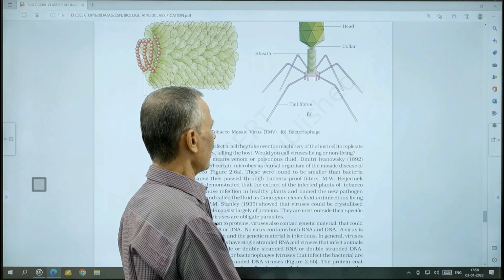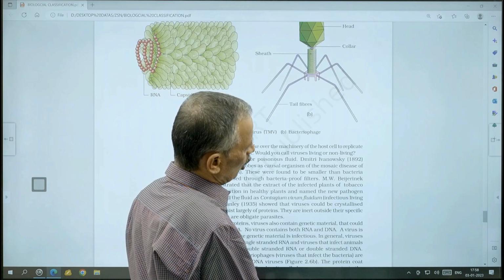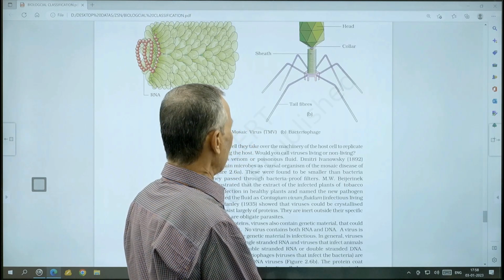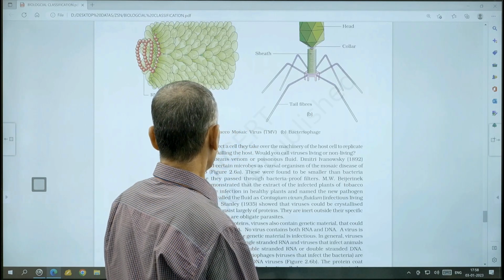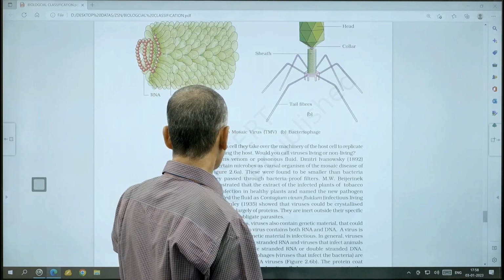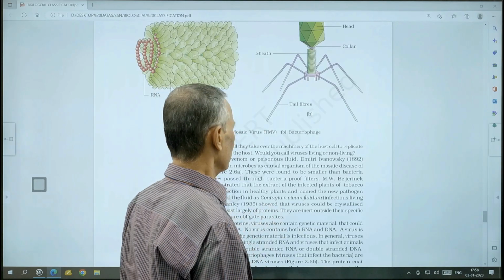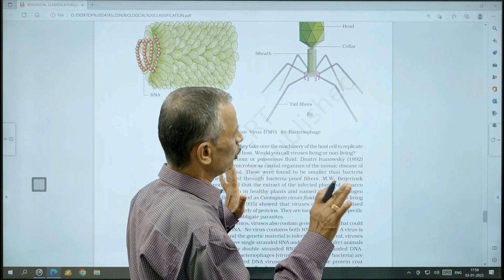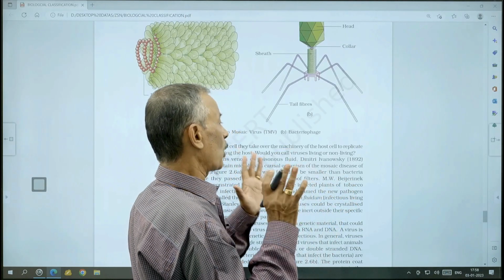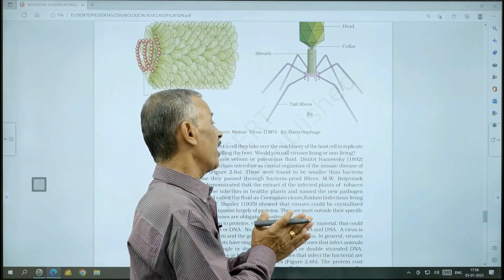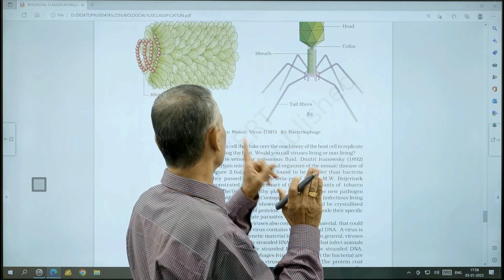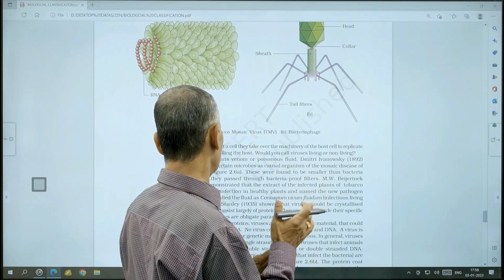And when they are isolated, they show no life patterns. They are all inert and crystalline. These viruses are thus obligate parasites. When they are taken out, they show no living properties and they never have any cellular organization. That is why Whittaker is not including them.